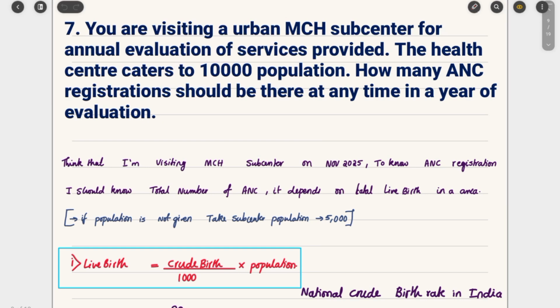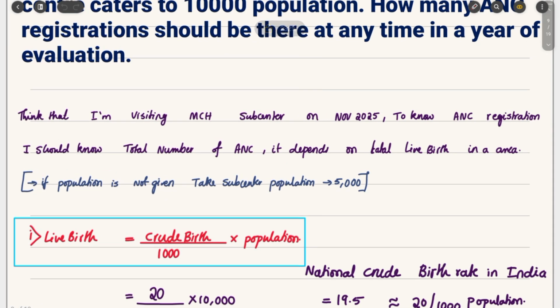Okay, this is the question that typically takes place at the PHC and subcenter level. If you are a health officer visiting the subcenter now, you are opening the ANC registration book. How many ANC registrations do you expect to be present in that book? See, think I am visiting the MCH subcenter in November 2025.